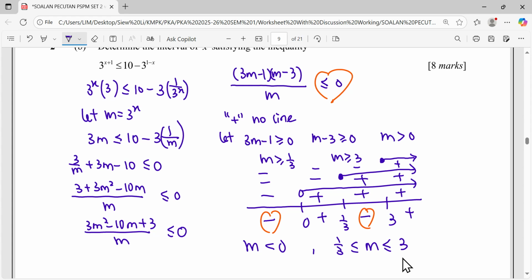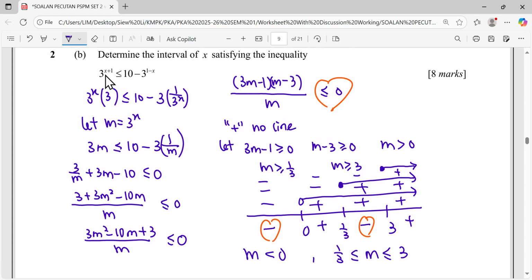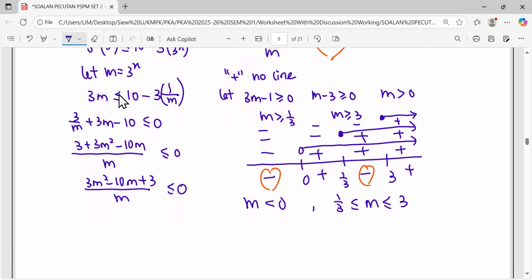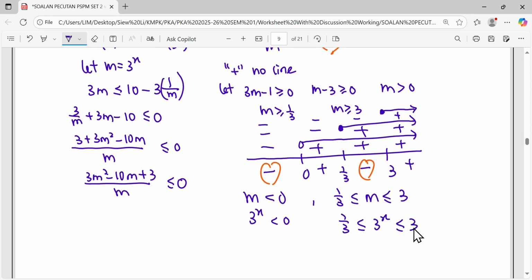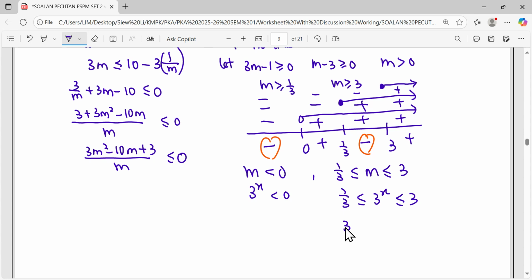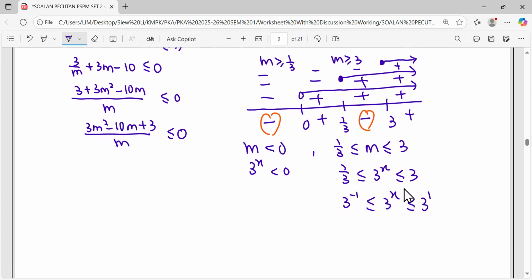Kembali kepada m kamu. M is not our original question. M is replaced for these indices. So substitute back your m. Yeah, that is 3^x less than 0, 1 over 3, 3^x, then 3. So this one you can solve it easily. 3 power negative 1, 3^x, and then 3 power 1. You can compare the power, where x is between 1 and negative 1.